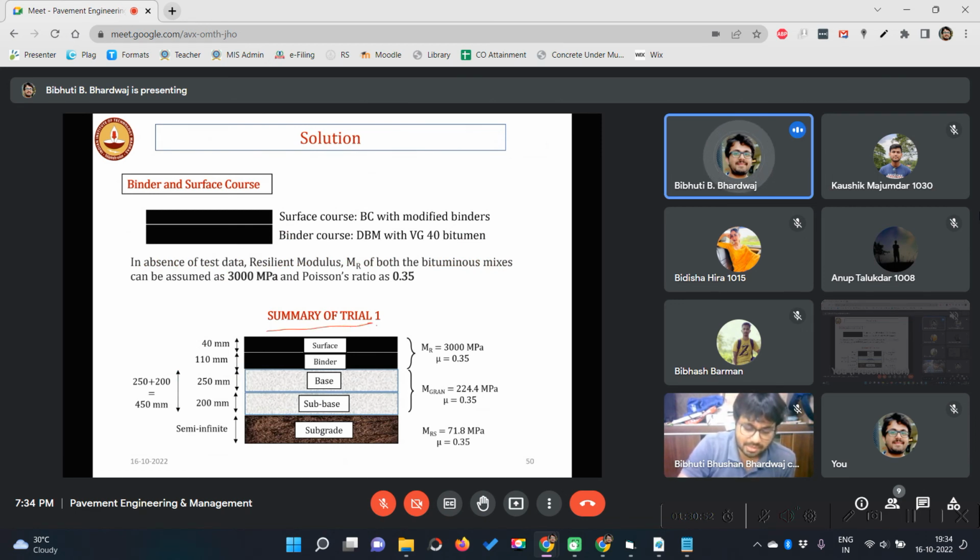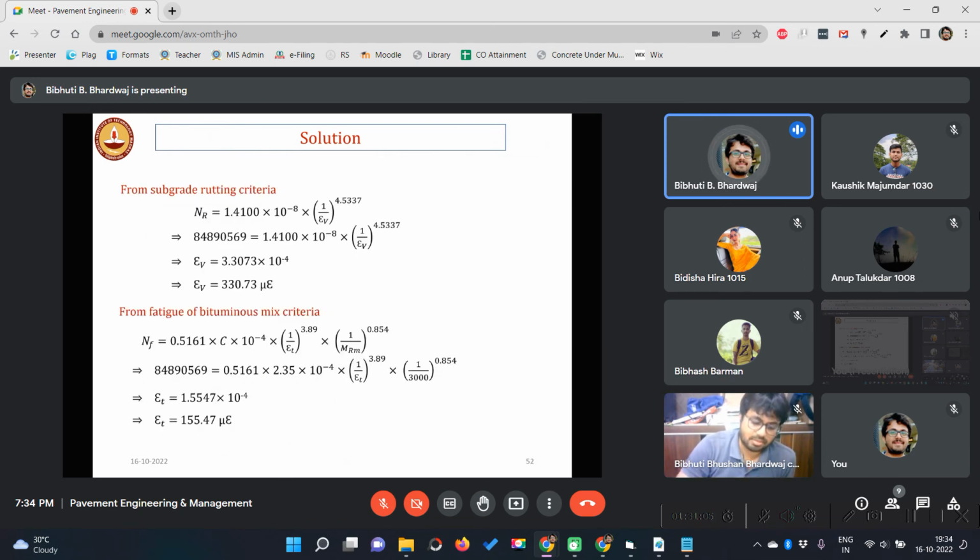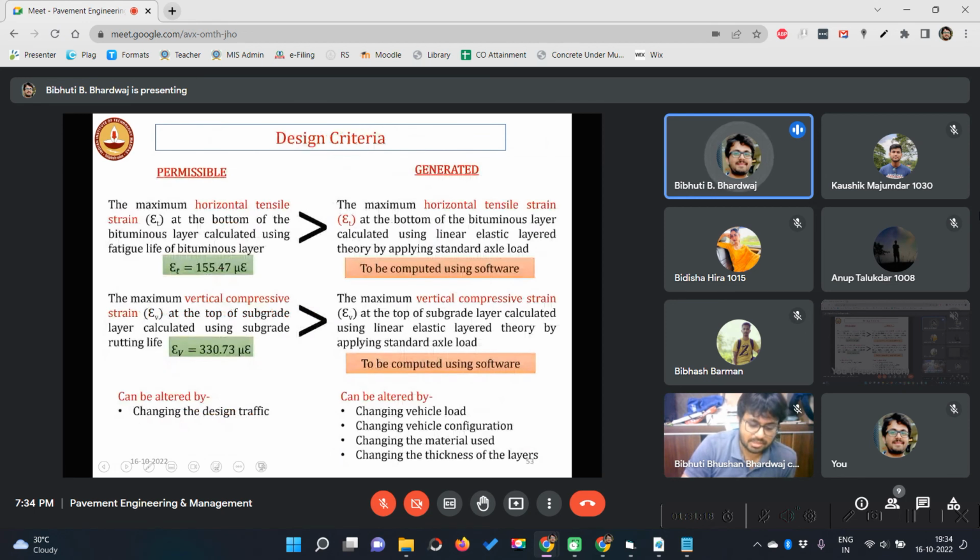So this is the summary of trial 1. These are the values and these are the thicknesses. Okay, so now we need to find out this epsilon V and epsilon T, right? So first find out the permissible ones using this formula. The permissible epsilon V is this much, epsilon T was this much. Now next we need to check whether the permissible is greater than the generated one or not.